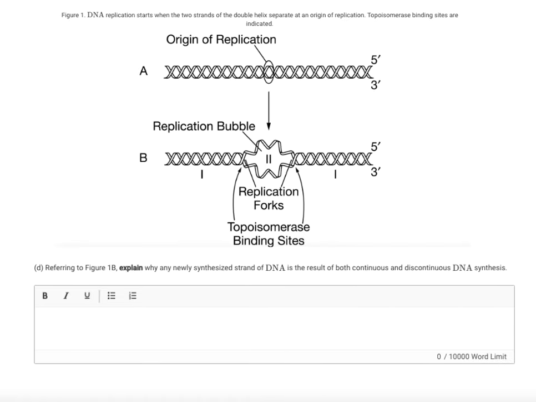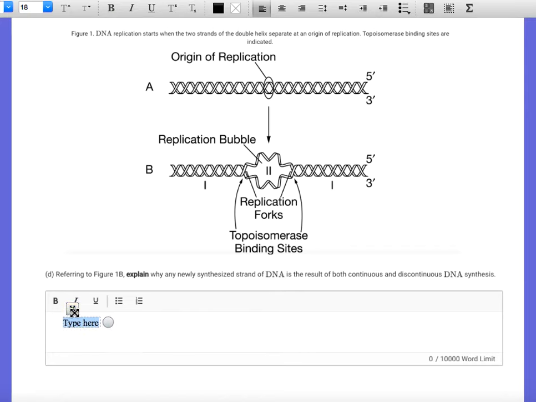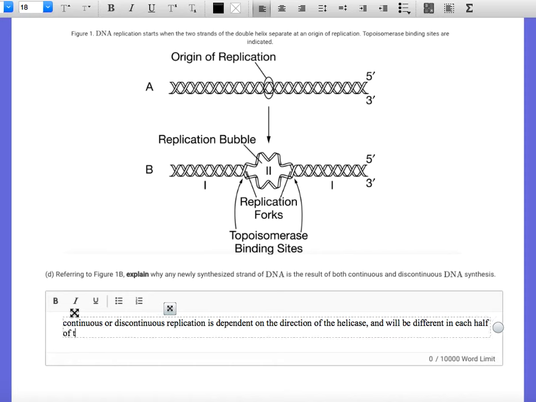So I guess the best way to say that is just going to be like, continuous or discontinuous replication is dependent on the direction of the helicase, and will be different depending on which half of the replication fork, in each half of the replication fork, or replication bubble.